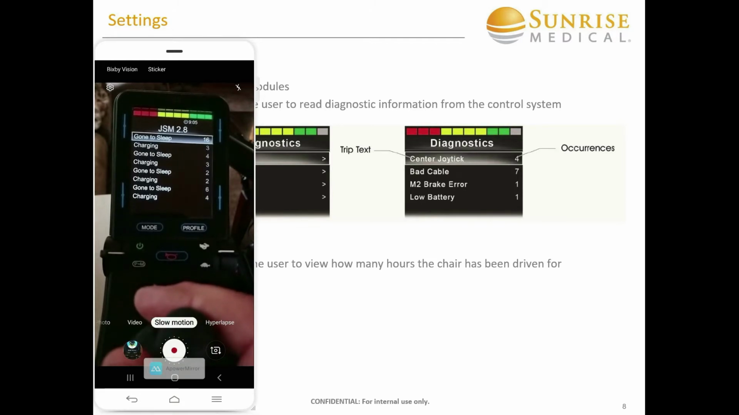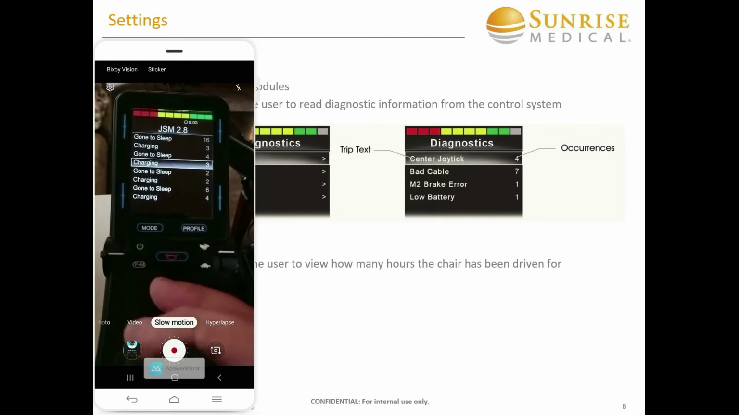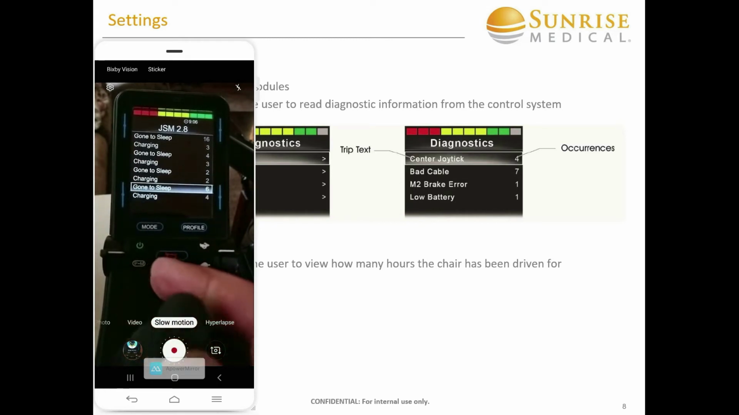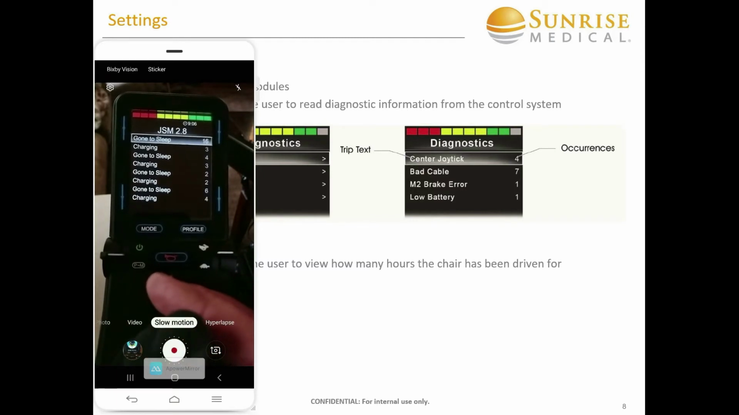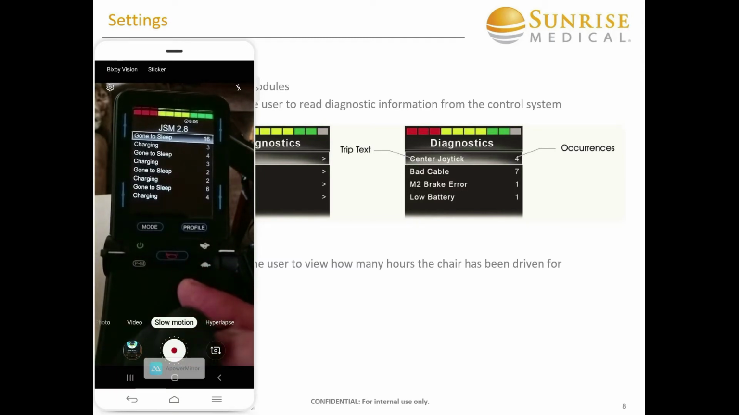Now, some of these aren't errors at all, like charging. That's not an error. It's just a function that it's been doing. But it has caused the chair not to drive, and so it comes up with a fault. There is a gone to sleep. Again, there's some more chargings, some more gone to sleep. So it continues to keep a log of all of these various times that it has detected an error.